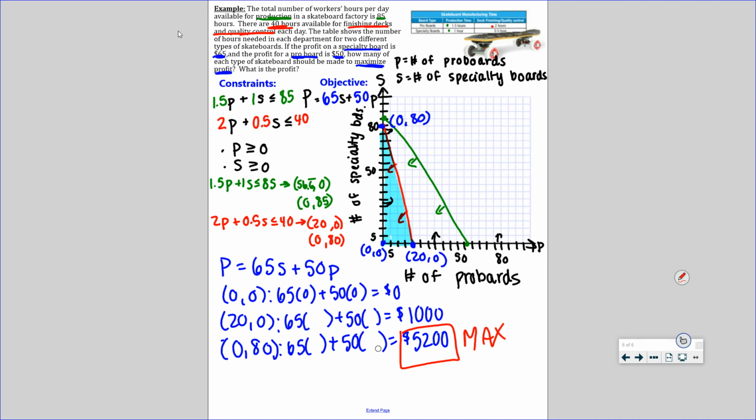50 times 80 only equals 4,000. So, okay, because 20 is my P and this is my S. Good catch. I think I wrote this the other way on my answer key. 20, yes, there we go. Thank you.